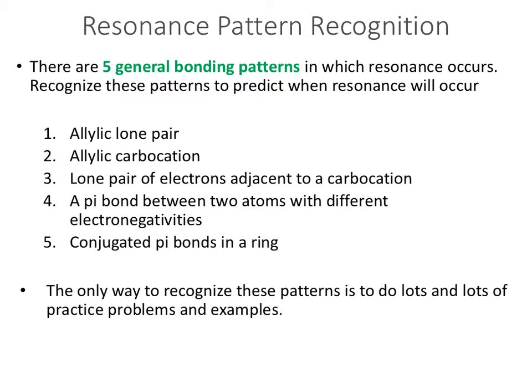There are 5 general bonding patterns that, if you learn to recognize them, can help you predict when resonance will occur. The first would be the allylic lone pair. The second is the allylic carbocation. The third is having a lone pair of electrons adjacent to a carbocation. The fourth is a pi bond between 2 atoms with differing electronegativities. And the last would be conjugated pi bonds in a ring. And the only way to recognize these patterns is to do lots and lots of practice problems.